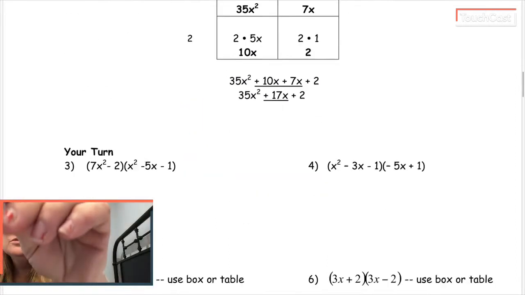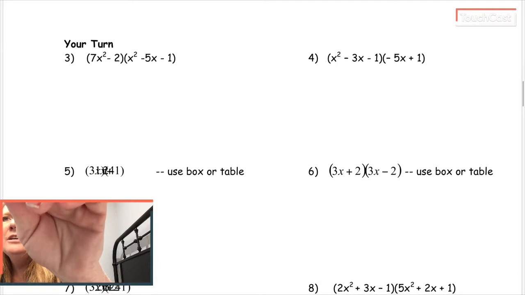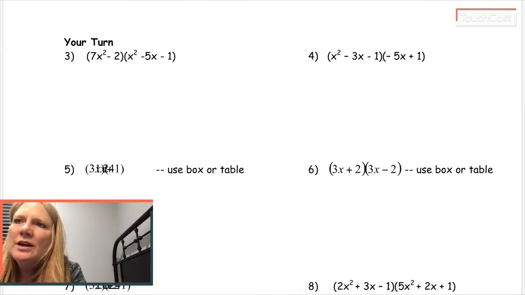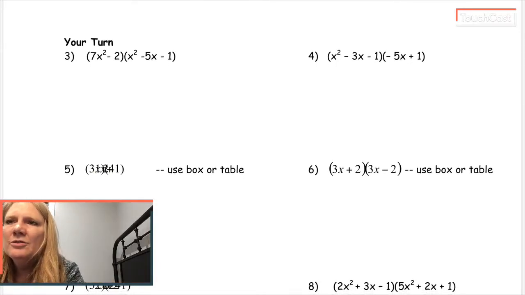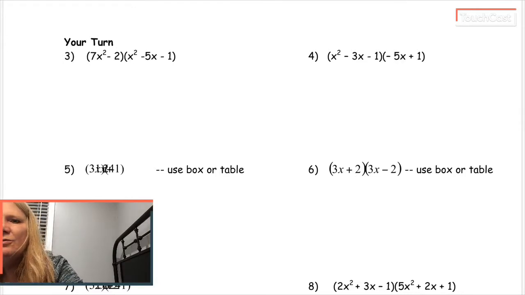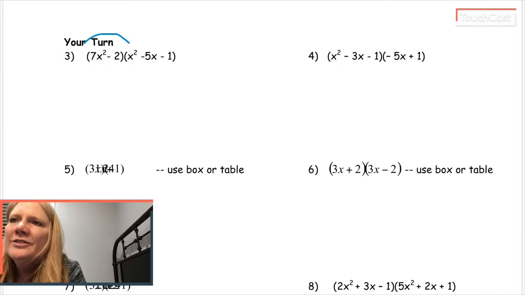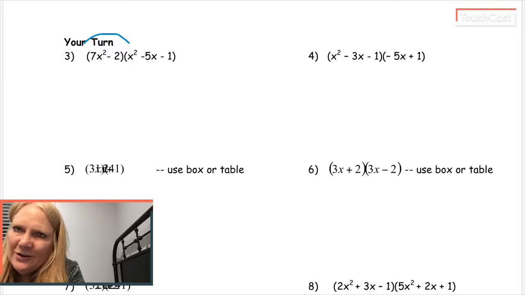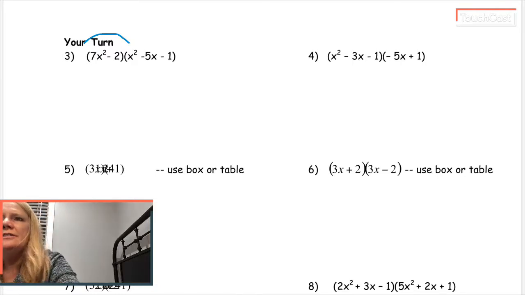So next, we have another binomial times a trinomial. So this is like the first one. And so we will again multiply 7x squared times x squared. And so it would be good if you pause the video and tried to do this one on your own. But I'm going to go ahead and finish it here. 7x squared times x squared is 7x to the power of 4.